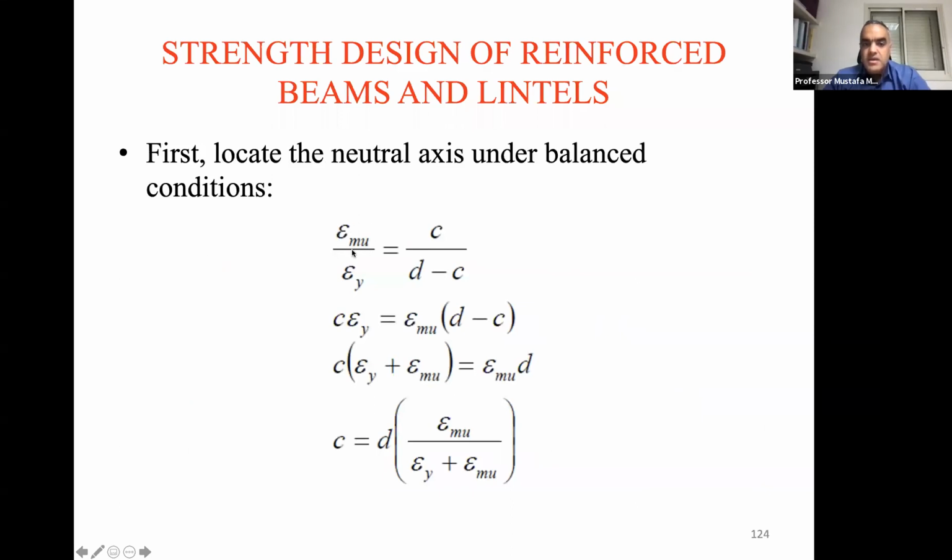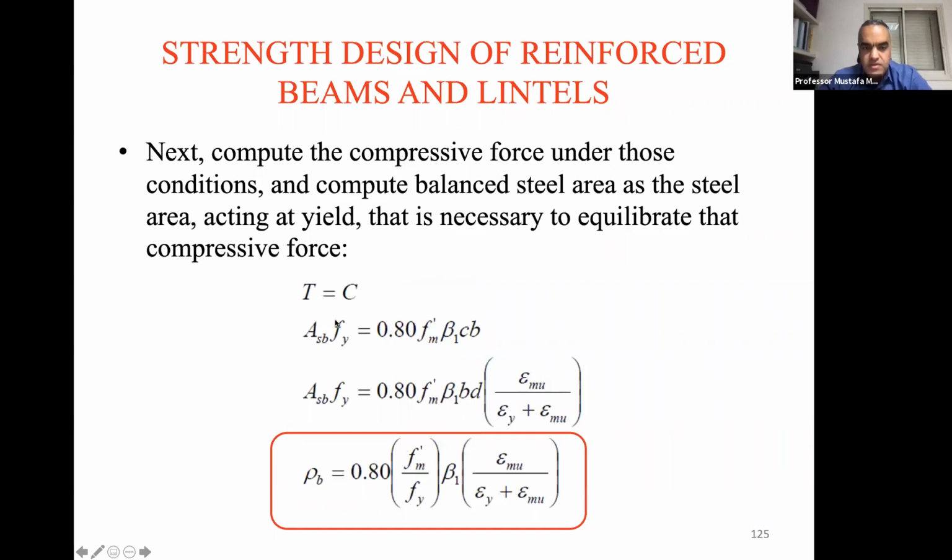As you can see, for reaching the maximum strain in masonry and the yield strain in steel, C divided by D minus C, exactly like reinforced concrete. Then we can find C, the depth of the compression block for the balance condition, from the strains that we have here and the depth of the member. So using the equilibrium condition here, we can determine the balanced reinforcement ratio. So this is the balanced reinforcement ratio.